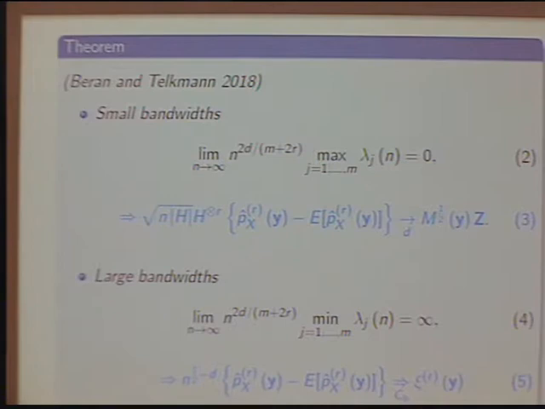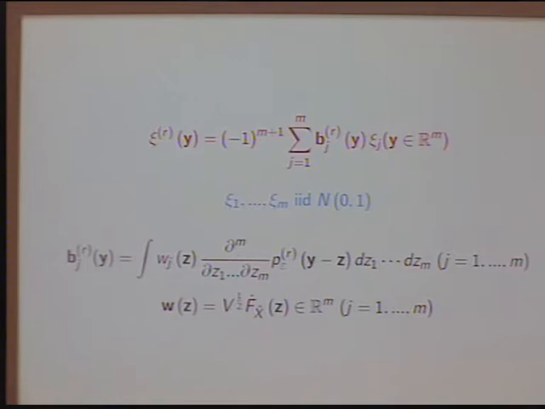This process looks like this. You have some coefficients, but here m is the dimension, you have m IID standard normal variables, and otherwise everything else is deterministic. So it's, again, a degenerate process.